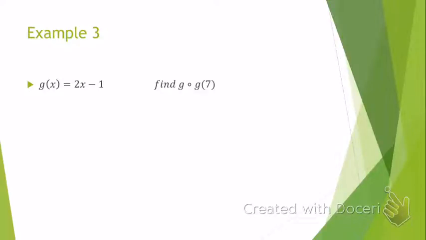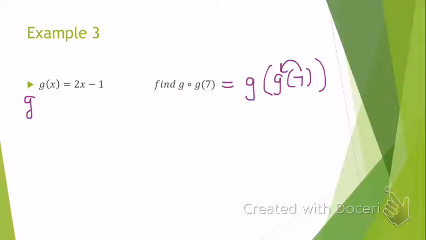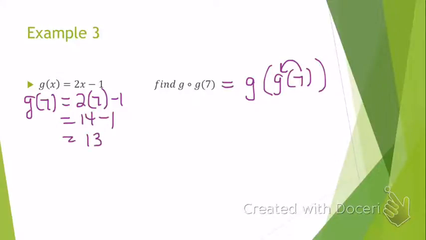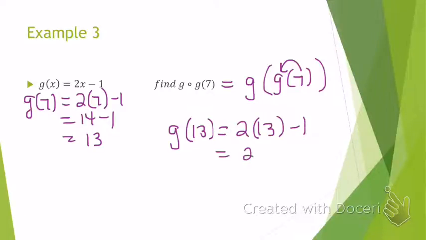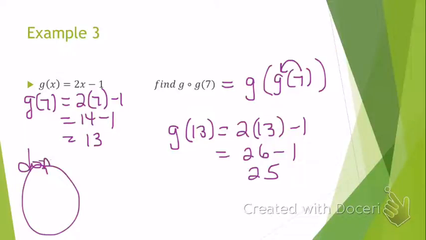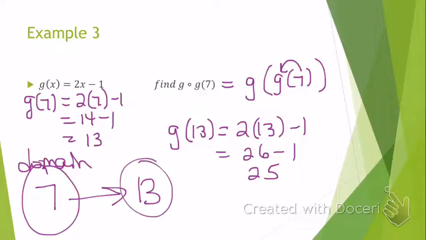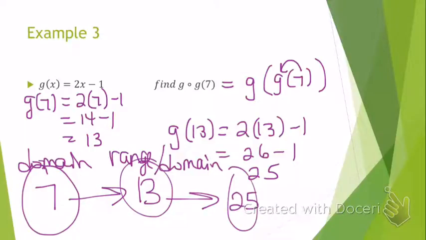g of 7. So again, this means g of 7. Start in the most inner core, we'll put 7 in there. So g of 7 is 13. Now we're going to put 13 back in there. Okay, so let me draw that little map that we did. In our domain, we put 7 inside of g, it outputs 13. And then we put 13 as our domain, and that gives us 25. So you kind of see how that progression works.